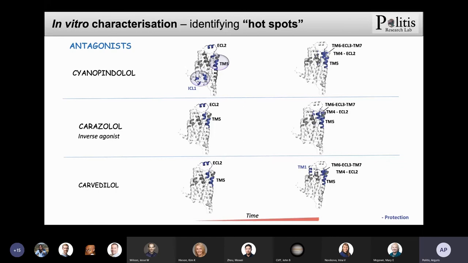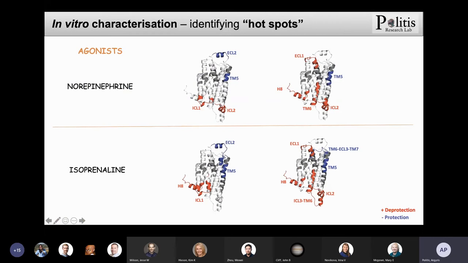So that's protection that's happening. What is quite interesting is that in the case of agonists, we have a completely different signature that we see, red beads, particularly in the ICL1 region. Here we have tried two different agonists.